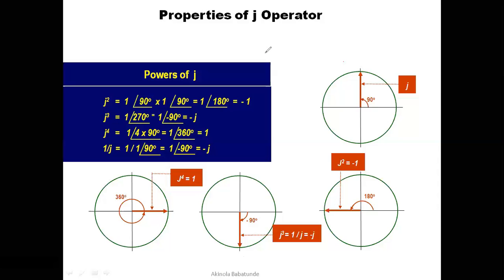All right, let's take it a step further. You can see this is J squared, this is J cube, which is the same thing as 1 over J, by the way, and that is minus J, and then this is J raised to power 4.